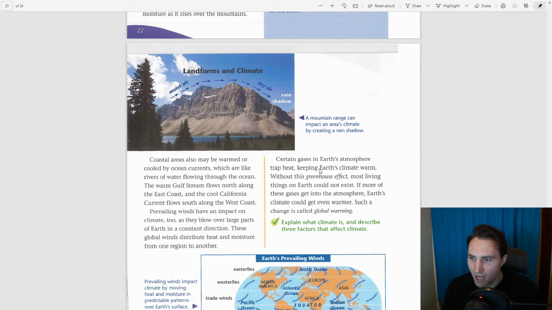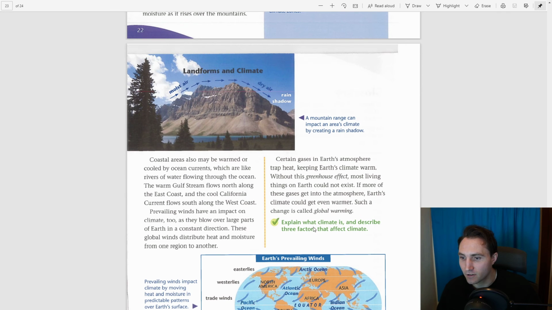Certain gases in Earth's atmosphere trap heat, keeping Earth's climate warm. Without this greenhouse effect, most living things on Earth could not exist. And if more of these gases get into the atmosphere, Earth's climate could get even warmer. Such a change is called global warming.